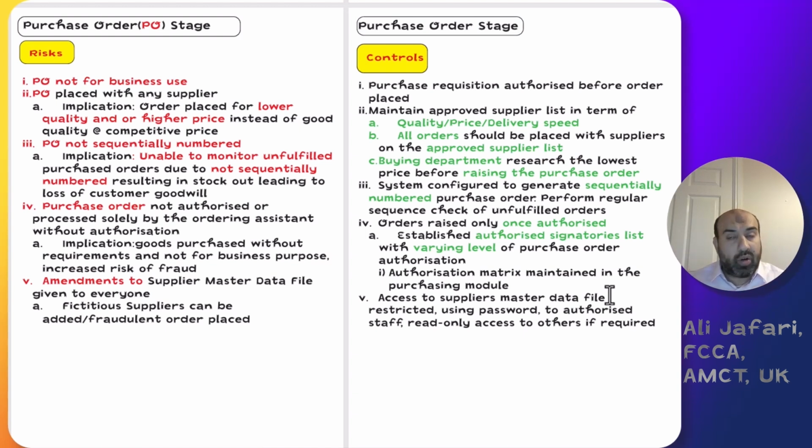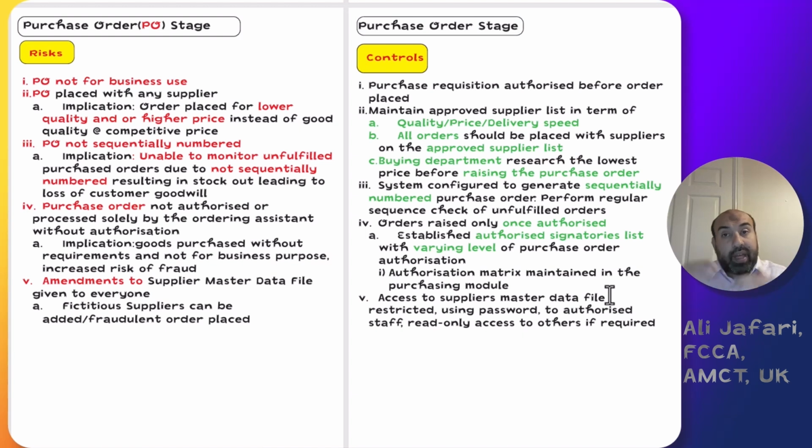Think about it. If everyone has got the access to amend the details in the supplier master data file, then there is a chance that a fictitious supplier can be created, and you can place a fraudulent order with that fictitious supplier, and so there will be increased risks of fraud. That is why the control that you are going to recommend is that the access to amend the supplier master data file must be restricted to authorized staff only, and that access must be password protected. And if anyone else needs access to the supplier master data file, then that access will be read only. Also, the systems are capable of producing exception reports, whereby you can identify if any unauthorized attempt was made to amend any detail in the supplier master data file, that you would review to ensure that the control you put in place is being implemented.